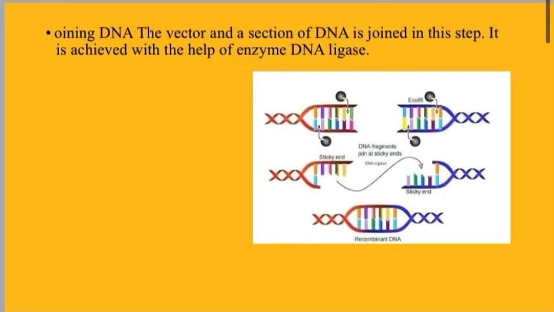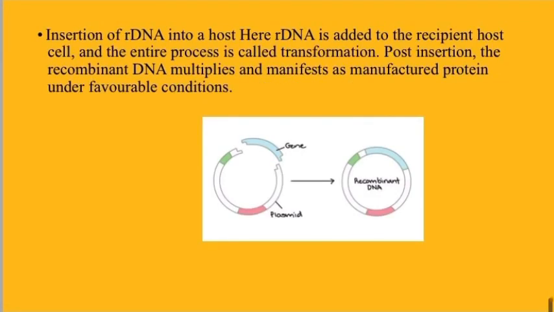Joining DNA. The vector and a section of DNA are joined in this step. It is achieved with the help of the enzyme DNA ligase. Insertion of rDNA into a host. Here rDNA is added to the recipient host cell, and the entire process is called transformation.